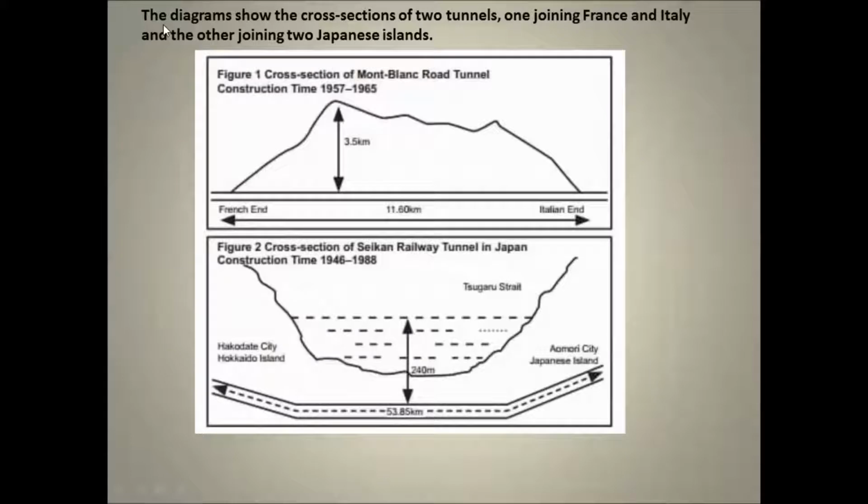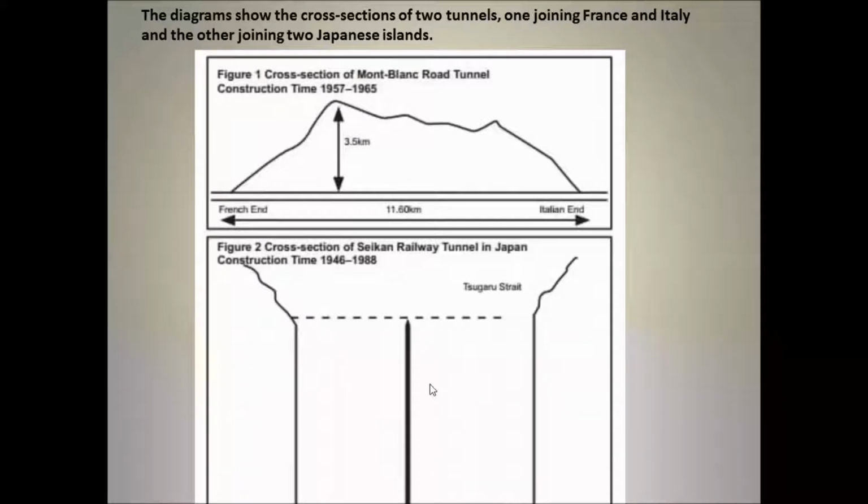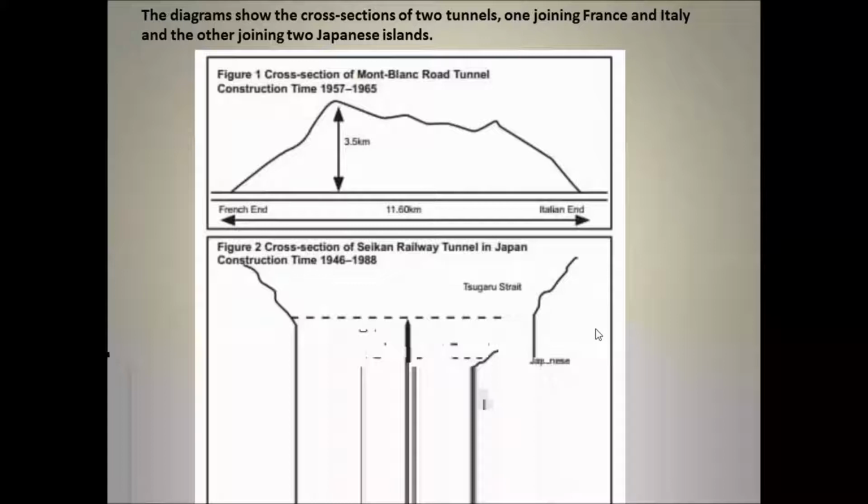The diagrams show the cross-sections of two tunnels, one joining France and Italy, and the other joining two Japanese islands. So when you study these two diagrams carefully, you can see the differences. So the first thing is you have to mark the differences of these two tunnels. And also the time period of when it was built, the construction time, is also different. So you better mark these differences, paying special attention to the marked features.